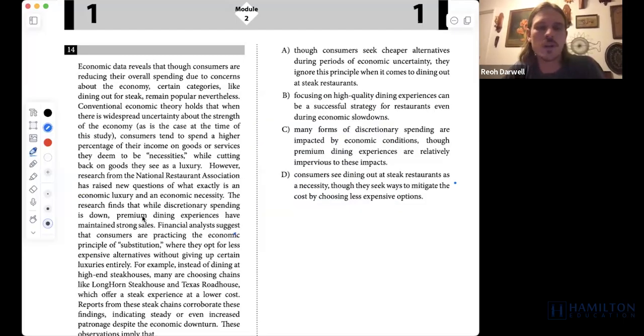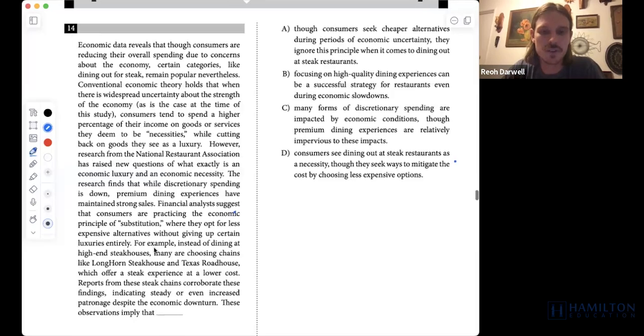All right, so the most important sentence in 14 for this inference question is right here. What exactly is an economic luxury and an economic necessity? So necessities are those that we will always buy, whether we are in a recession or not. When the economy is strong, we spend a lot of money on necessities. When the economy is weak, we spend the same amount of money on necessities, or we actually spend more money on necessities. And in a weak economy, we cut back on goods we see as luxuries.